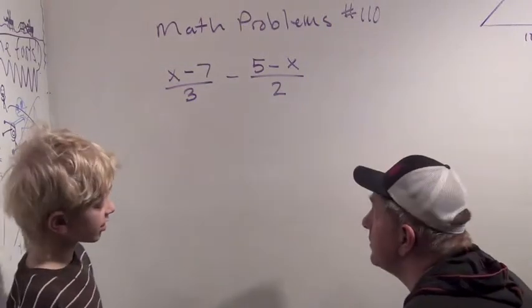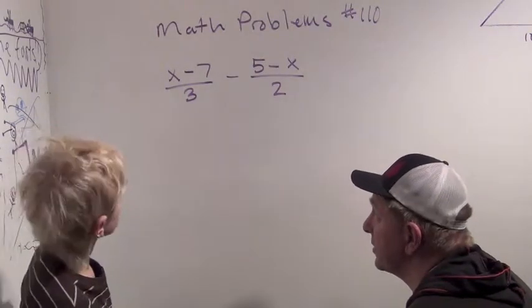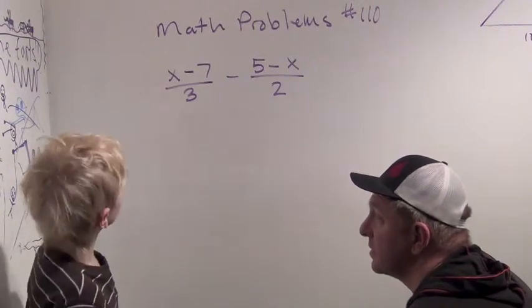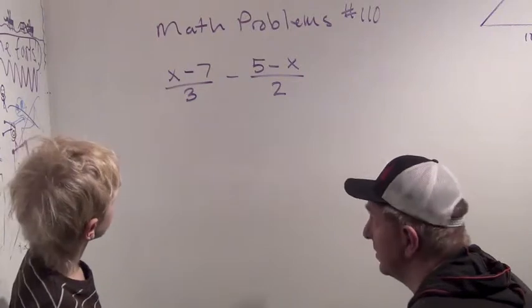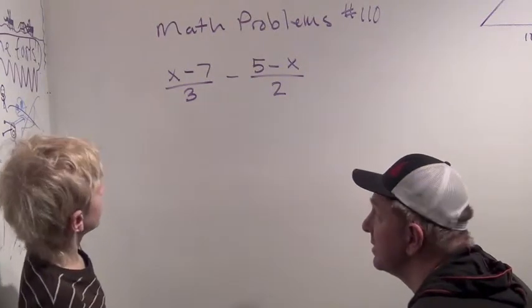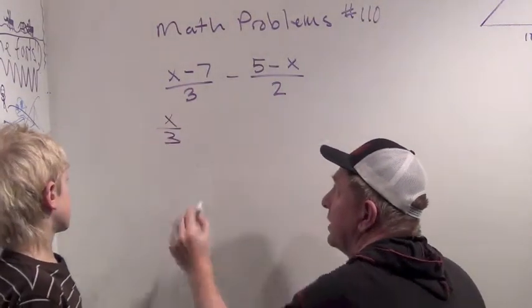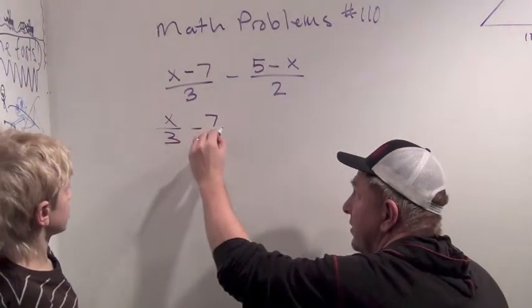Well, you have to simplify. Okay, what do you mean? That's a good start. How do you want to simplify? Well, every number is prime. Yeah, that's true. Well, you could split it a bit. This would be x over 3. I like that. Minus 7 over 3. Minus 7 thirds, okay.